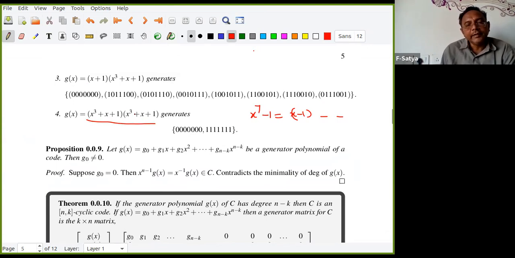So as the degree increases, the dimension decreases. Are you able to see that? Here degree is 4, now dimension is 3. Here degree is 6, dimension is 1. So n minus k is the degree, then k is the dimension.